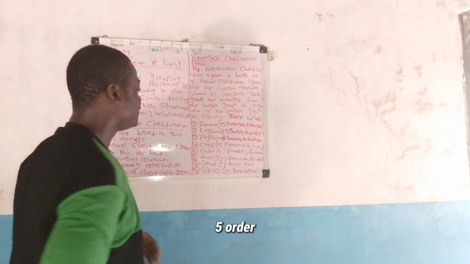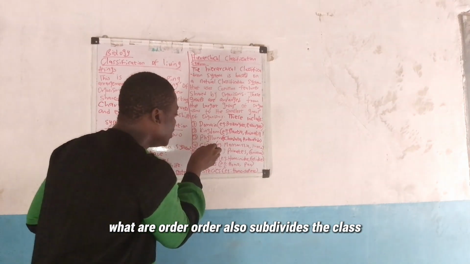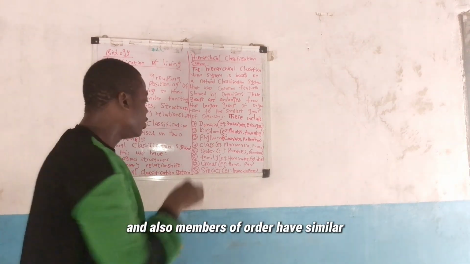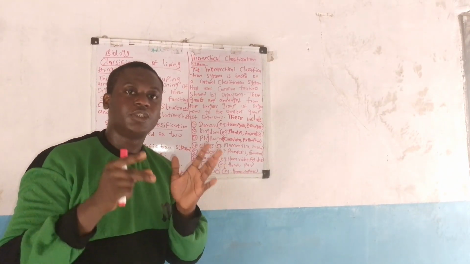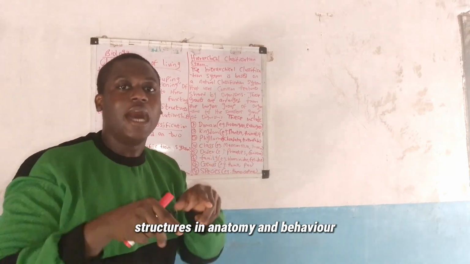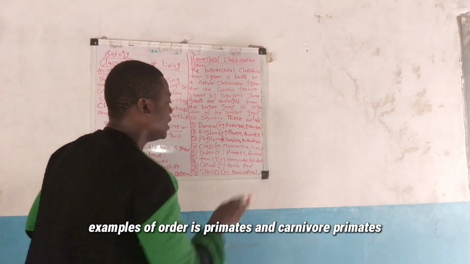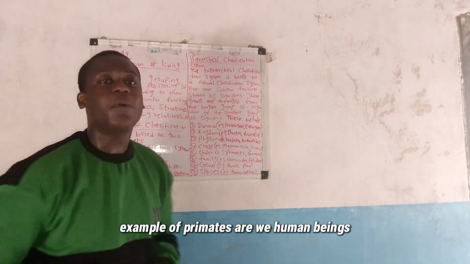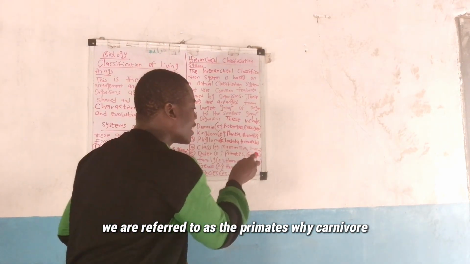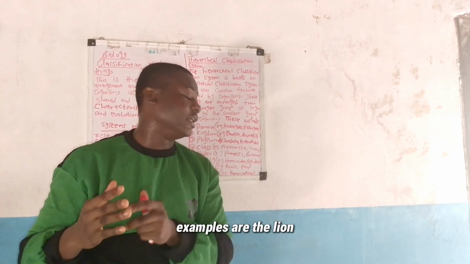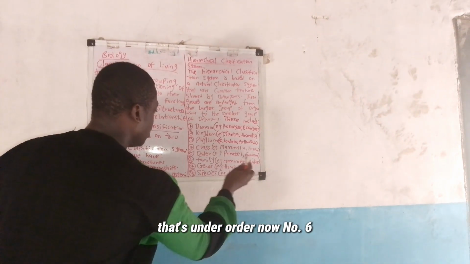Number five, order. What is order? Order also subdivides the class, and members of an order have similar structures in anatomy and behavior. Examples of order are primates and carnivora. Examples of primates are we human beings, we are referred to as the primates. While carnivora, examples are the lion, the tiger, the wolves. Are you with me? That's under order.